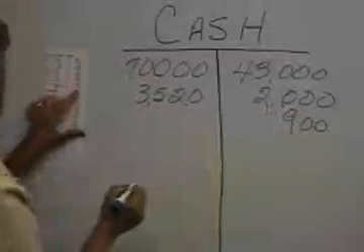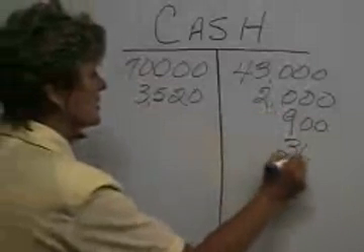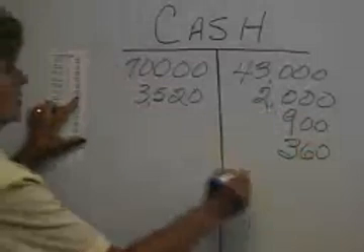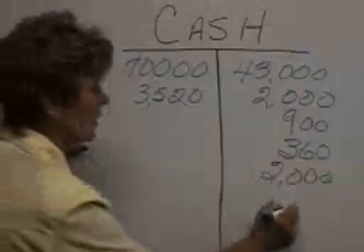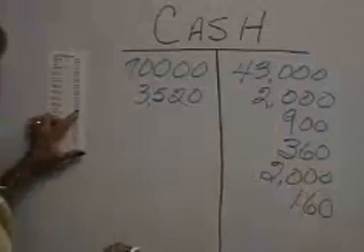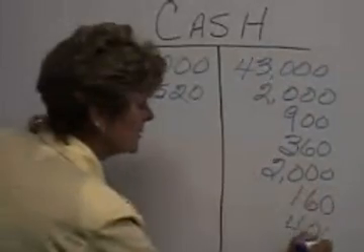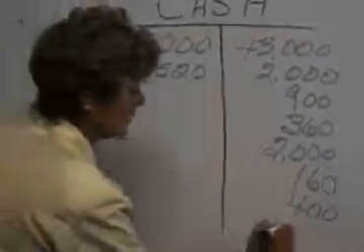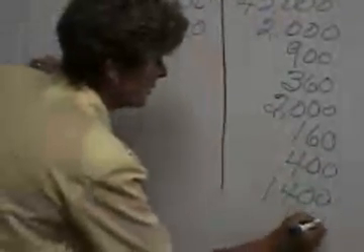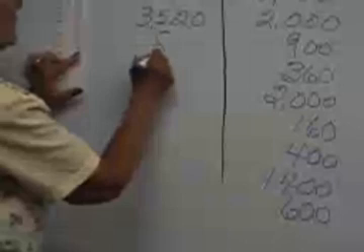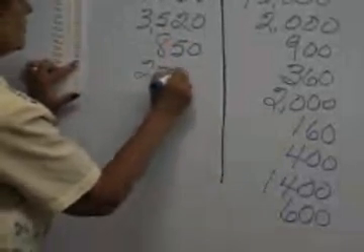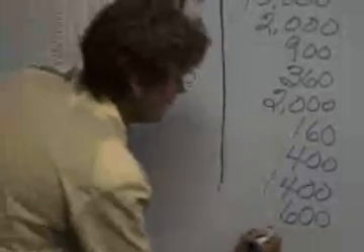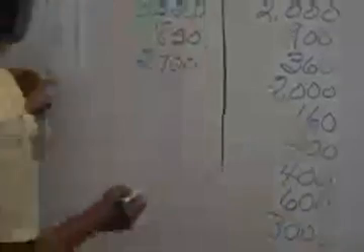$900 on the minus side, $360 on the minus, an additional $2,000 minus, $160 minus, $400 minus, $1,400 minus, $600 minus, $850 plus, $2,700 plus, and $3,000 minus.